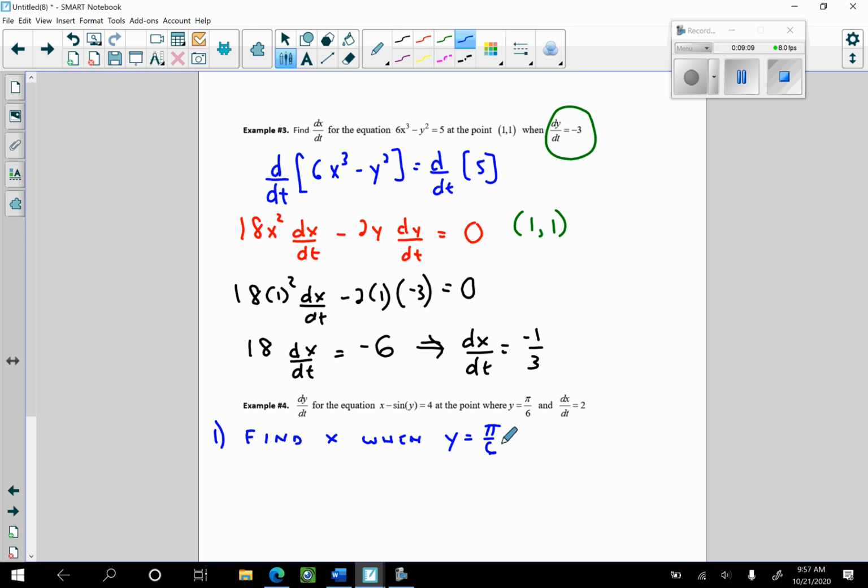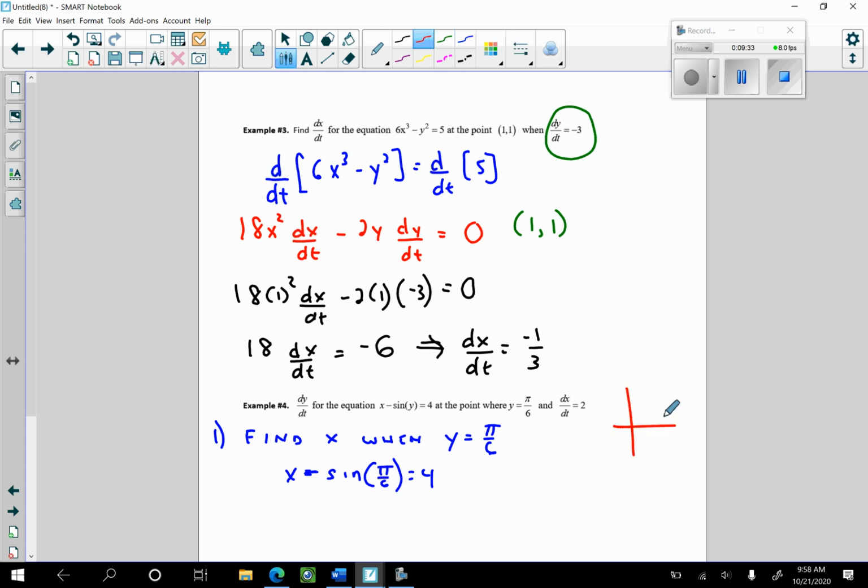I don't think I'm going to need x. I don't think I will. But let's just for giggles find it. So what is x when y is pi over 6? So x is going to be x minus sine of pi over 6 is equal to 4. Sine of pi over 6, what?